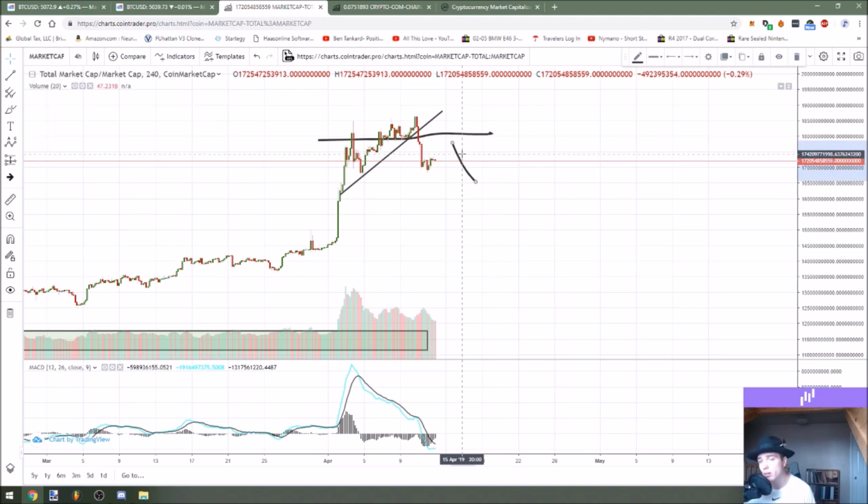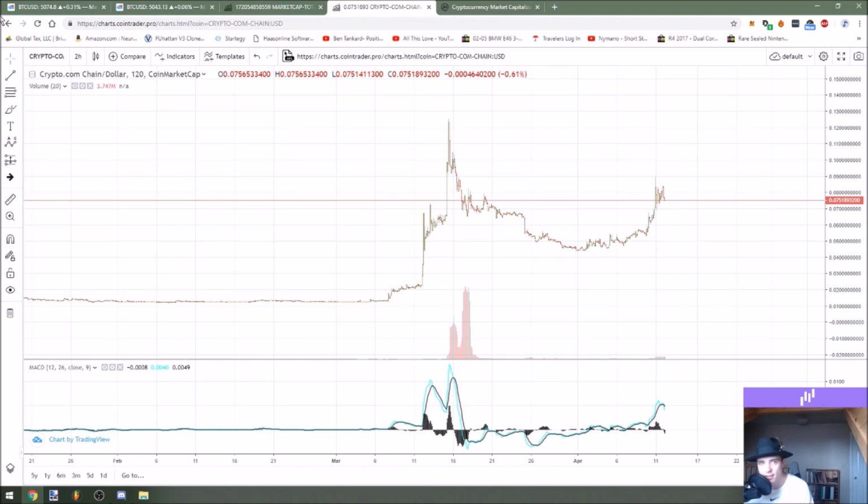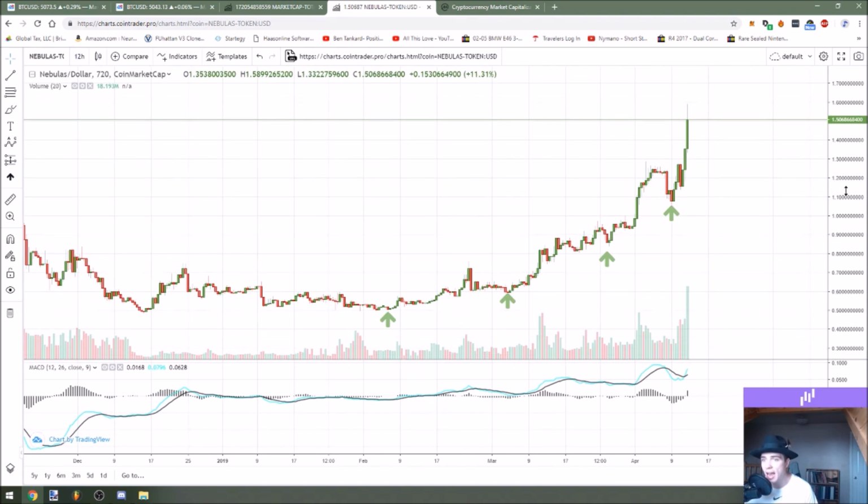Let's just check out what our top mover is next. Okay, so our top mover of the day is Nebulous. Let's pull up the chart and see what's good. So as you can see on Nebulous, we have a nice uptrend forming with higher lows and higher highs.